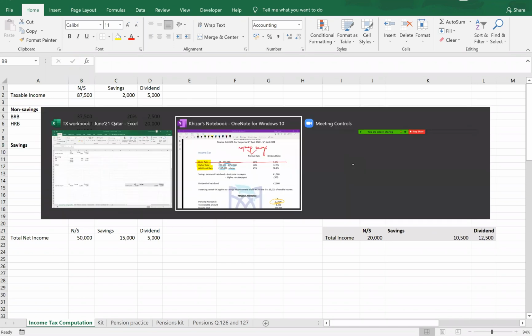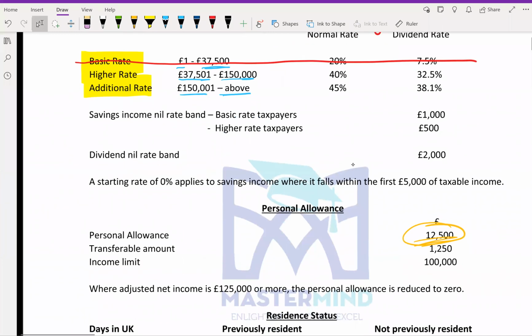It also says, and I'll show you where it says this: savings income nil rate band, basic rate taxpayers 1,000, higher rate taxpayers 500. That means if you're a basic rate taxpayer, £1,000 will be taxed at 0%, meaning no tax. If you're a higher rate taxpayer, only £500 will be taxed at 0%. What if we're an additional rate taxpayer? There's no nil rate band for additional rate taxpayers.